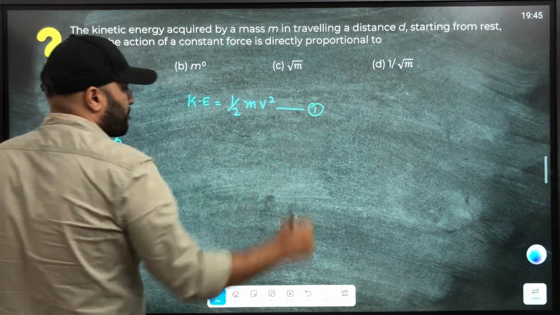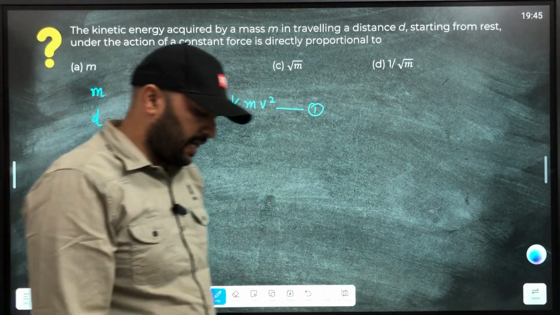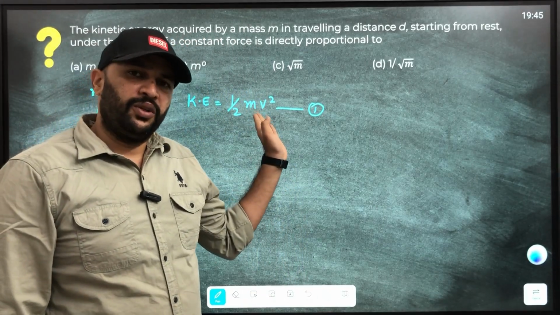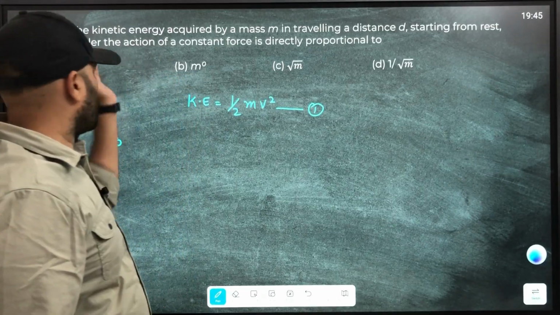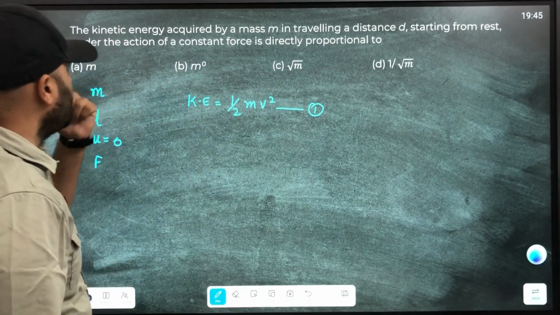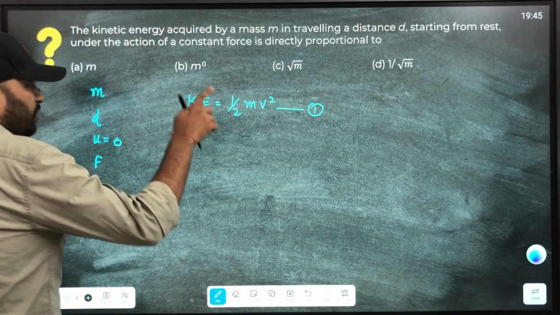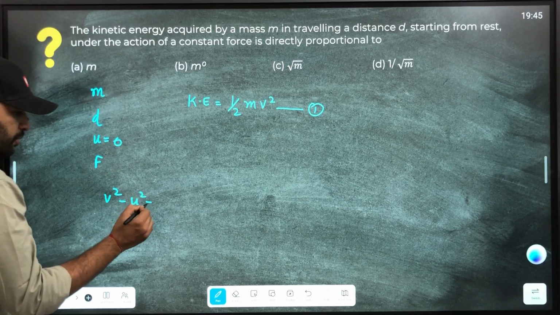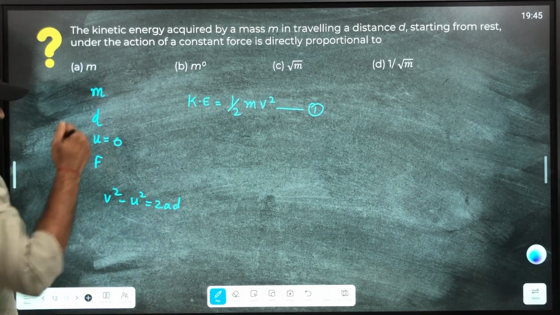Equation 1. Majority of times, students directly use the concept: kinetic energy is straight away directly proportional to m, so we can directly say the answer is option A. No. Here there are conditions which are applied. The condition is we are having a constant force, right? If there is a constant force, let's use the equation of motion, v square minus u square equal to 2as, and s is nothing but d.